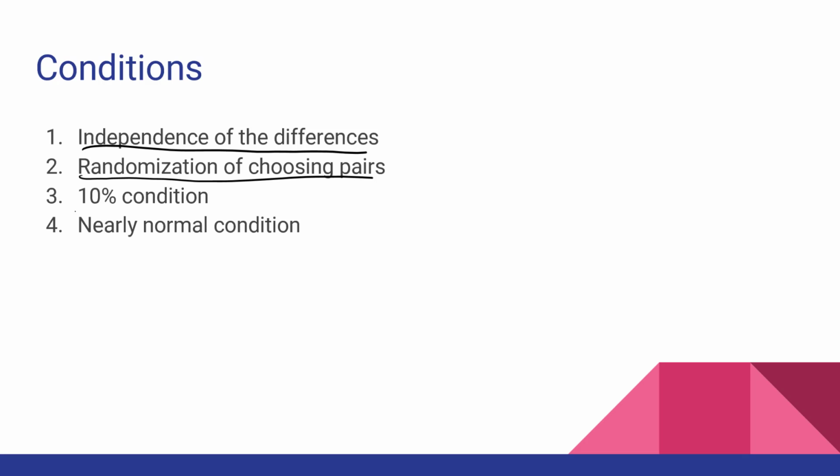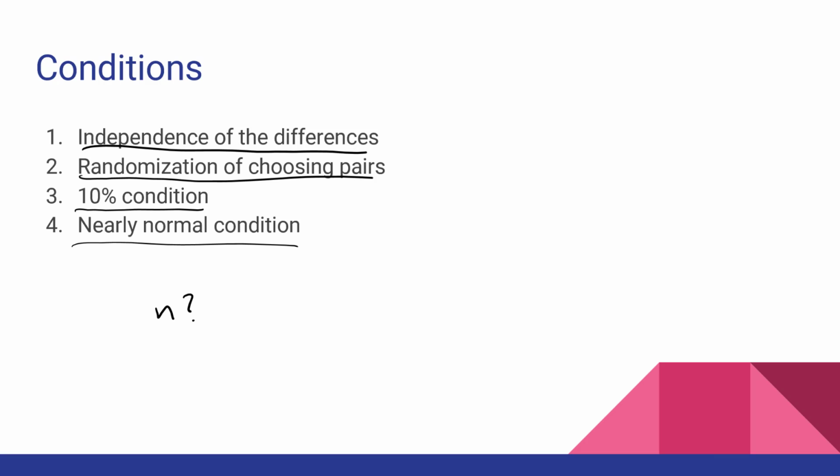Then we have our 10% condition. Did we sample under 10% of all the married couples in the universe? Then we have our nearly normal condition. If our n is greater than 30, then we can proceed. If our n is between 15 and 30, then we need to draw a histogram to see if it's unimodal and symmetric. And if it's less than 15, then the parent population must be perfectly normal.